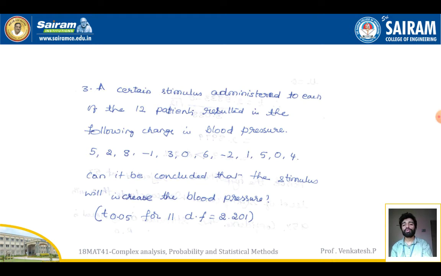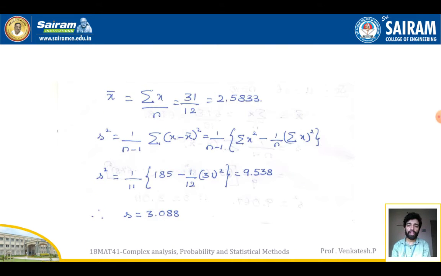First let me choose what is the actual mean, what is the value of n, and what is x bar. So x bar is given by summation x by n. Summing all the x values, it will be equal to 31 by 12. On simplifying this, I will have the value of x bar as 2.5833. Next is the standard deviation. S square is given by 1 by n minus 1 times summation of x minus x bar whole square.